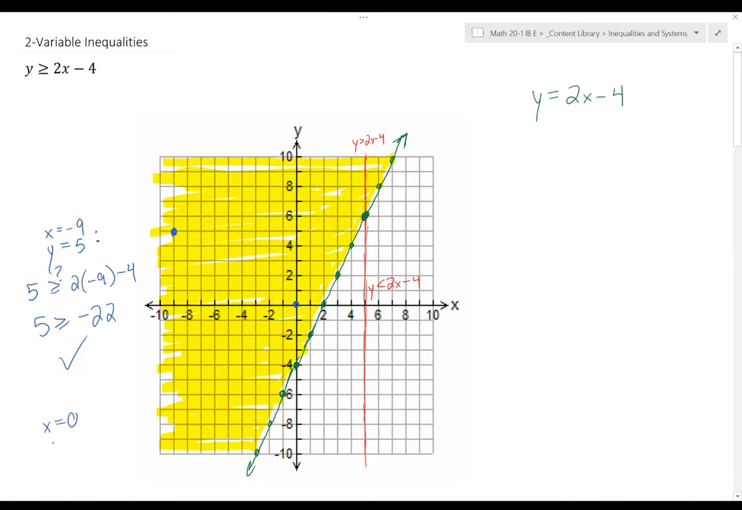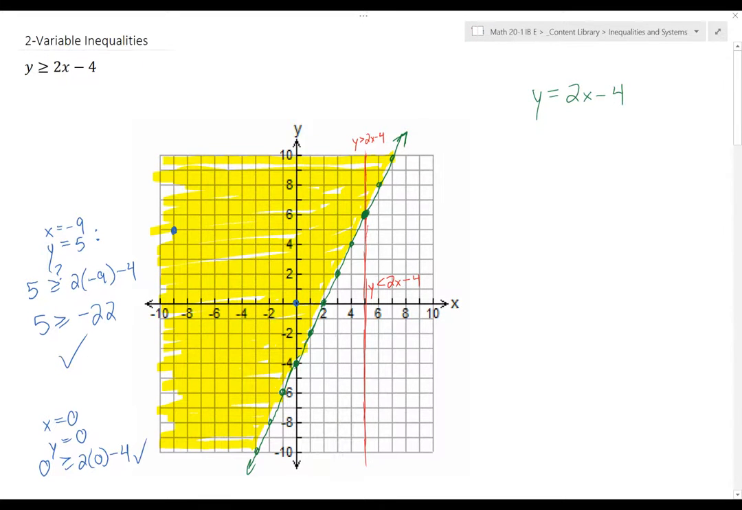So x equals 0, y equals 0. Is 0 greater than or equal to 2 times 0 minus 4? Well, yeah, 0 is greater than negative 4. Any point on the line I already know is where 2x minus 4 equals y, so those definitely work.